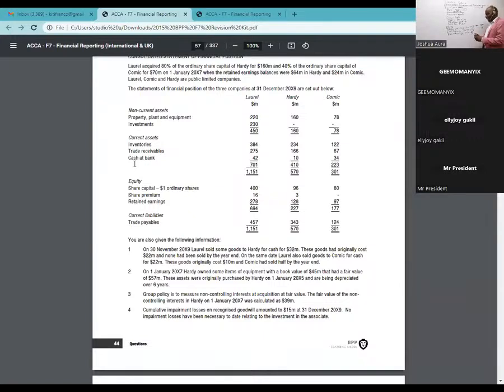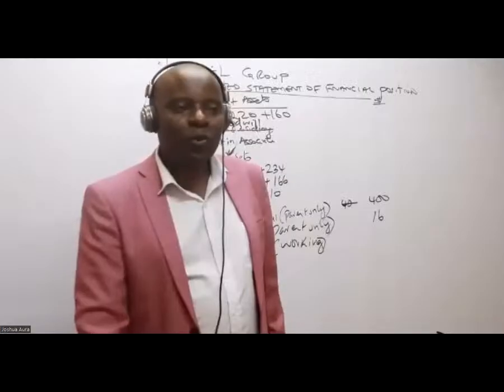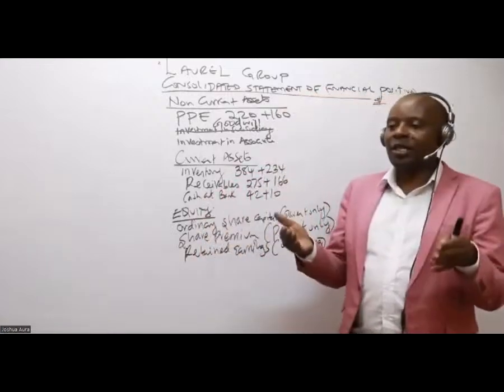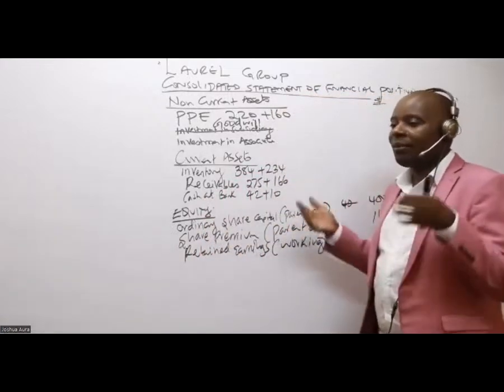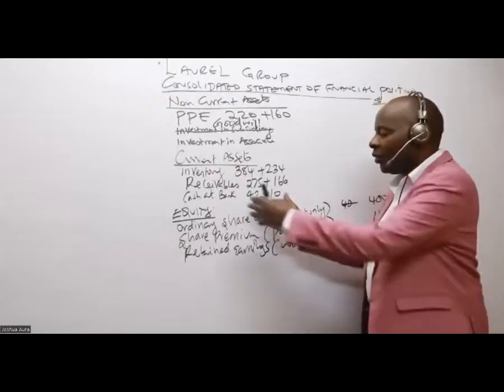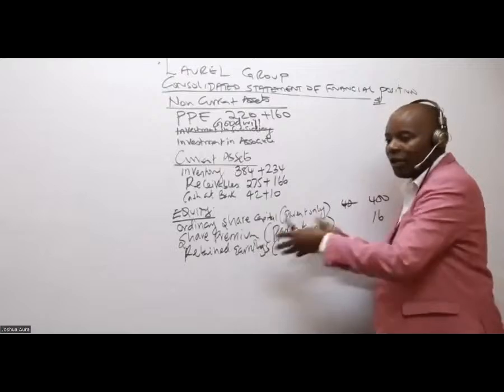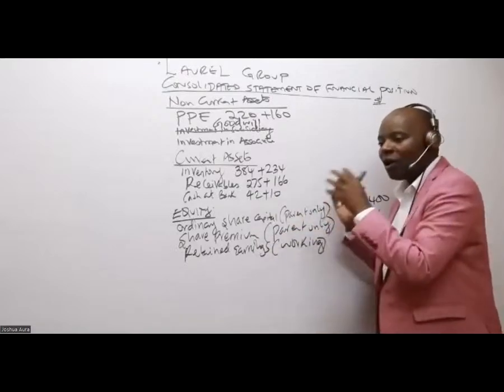Now, ladies and gentlemen, remember, when I'm doing group consolidations, in terms of equity, we shall always give birth to a new kid. There is a new kid who will be born here. Is there somebody who can tell us the name of this new kid under equity? I don't know whether it's a baby girl or a baby boy.